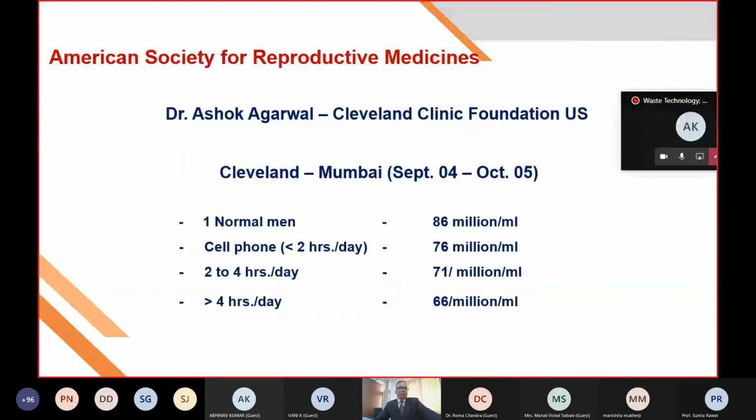One person known to me, Dr. Ashok Agarwal, is working at Cleveland Clinic Foundation in the US, and his team has shown that one normal man has this much sperm count. After using a cell phone 2 to 4 hours per day, this much count, and with different periods of use, he has shown different sperm counts.